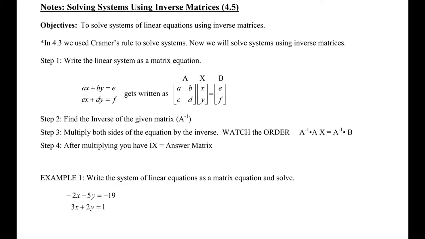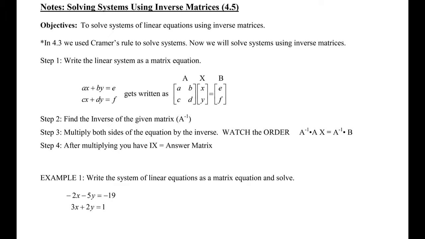You are going to take the coefficients and plug them in for one matrix. The second matrix would be your X matrix, what we're trying to solve, so with our variables x and y. And the third matrix, B, is what it's equal to. So you can see E and F on the right side of our equation.